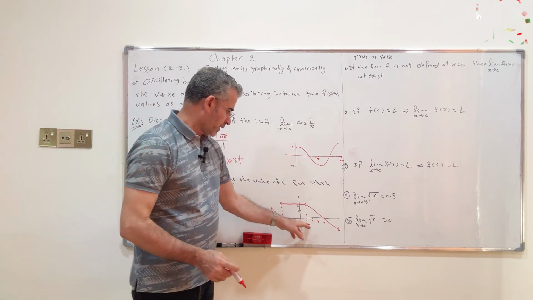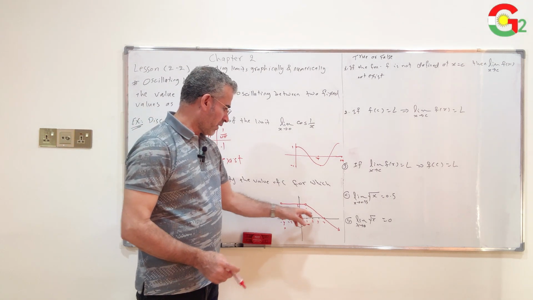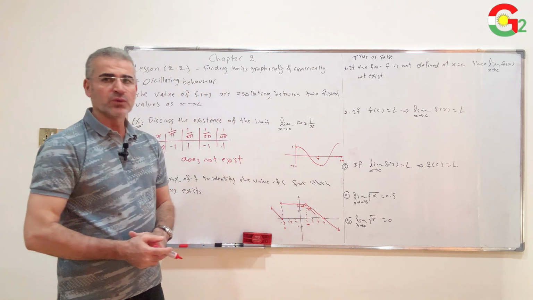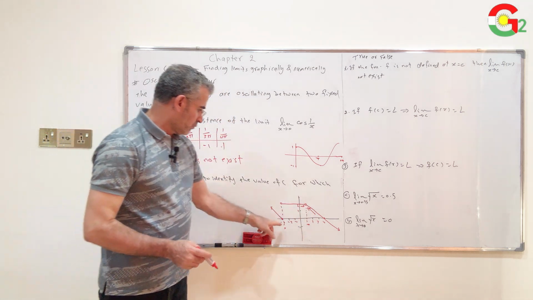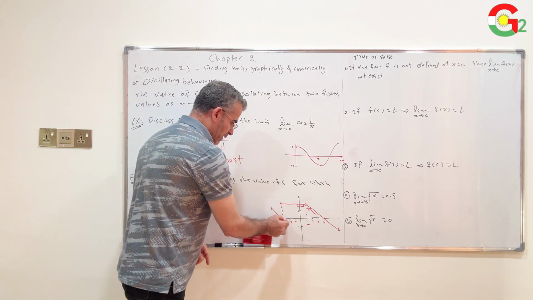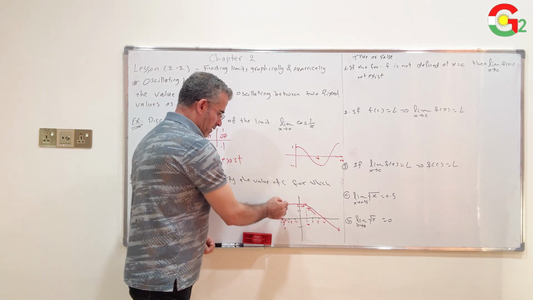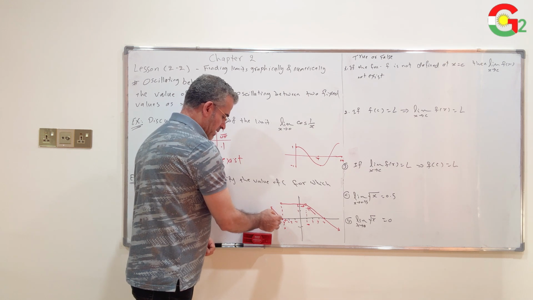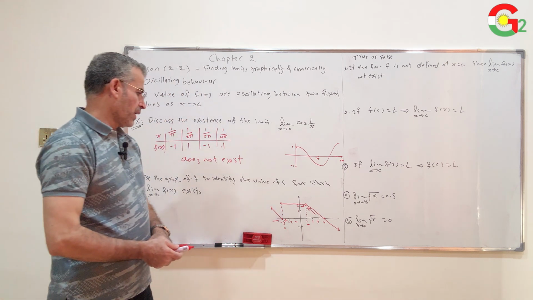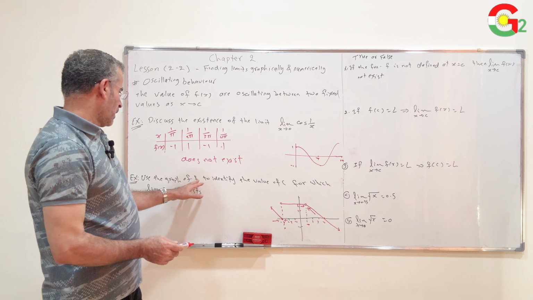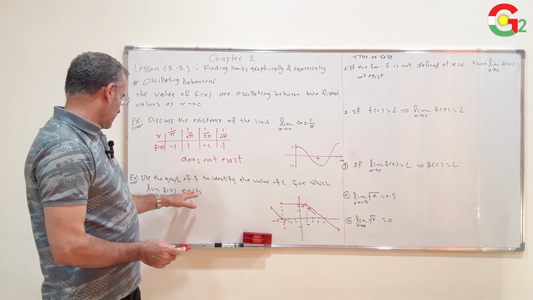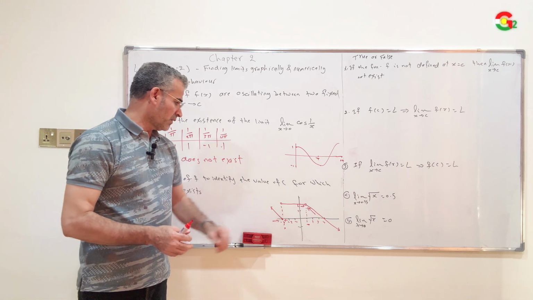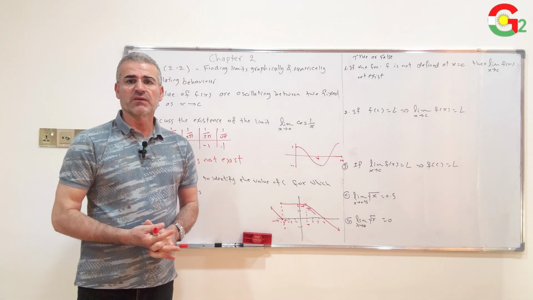At 1, when x approaches 1 from the left and from the right, as you see, f of x approaches 2, then the limit exists. But when x approaches negative 3 from the right, the limit is 2, and from the left, the limit is 0. Then the limit of this function exists everywhere except when x approaches negative 3.